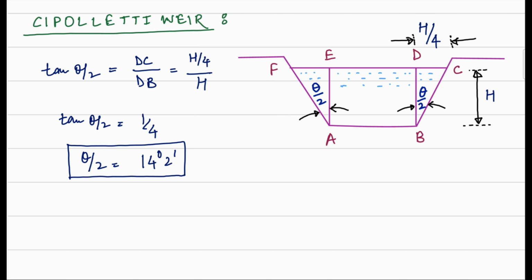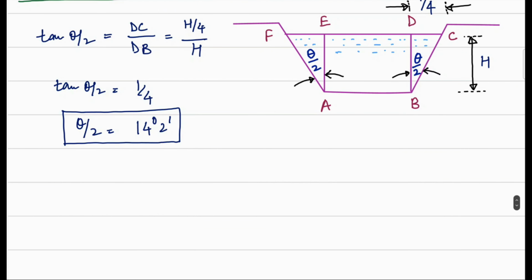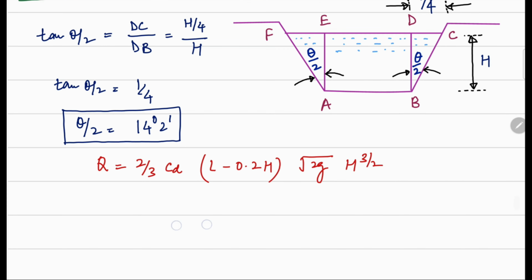So let's see how this particular Cipolletti weir works. The discharge through the rectangular weir with two end contractions can be written as Q is equal to 2 by 3 CD (L minus 0.2 H) multiplied by under root 2g H raised to the power 3 by 2, because we are assuming two end contractions, each 0.1 H.